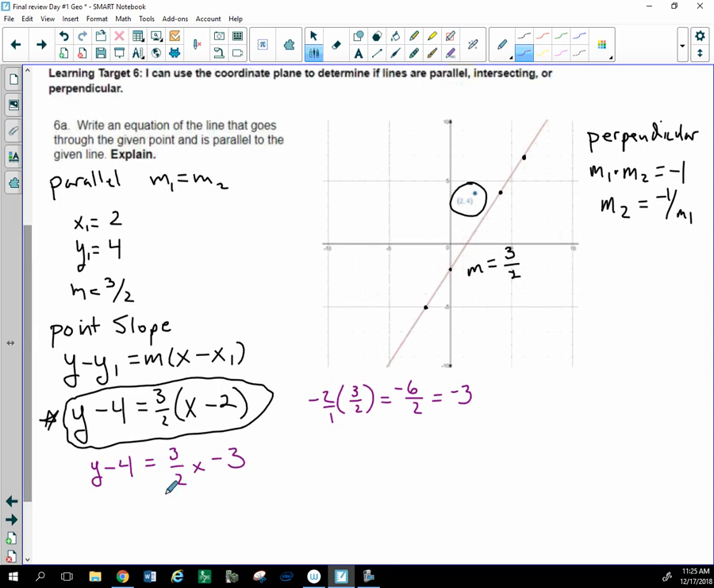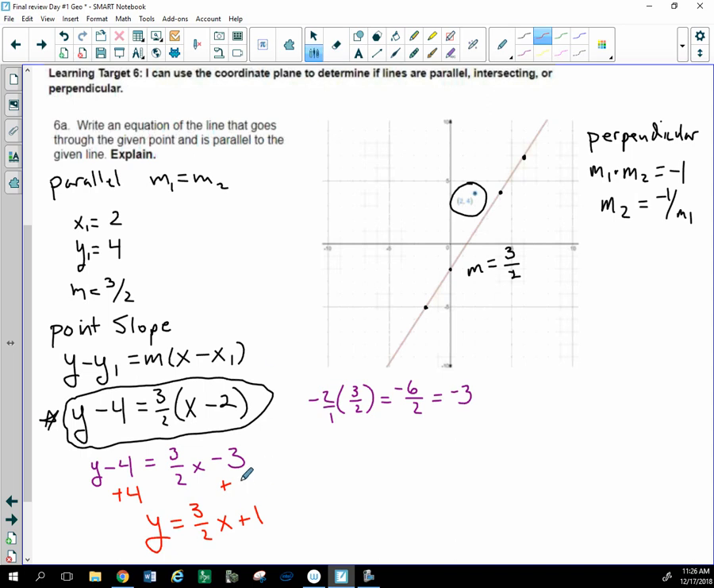Now the only thing left to do is move this 4 across the equal sign to get it into slope-intercept form. My final answer is y equals 3/2 x plus 1, since the 4 was originally there.